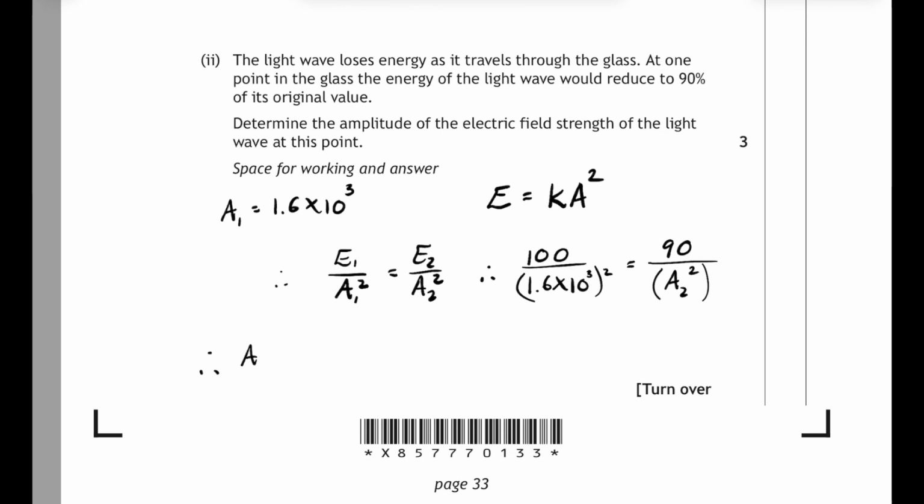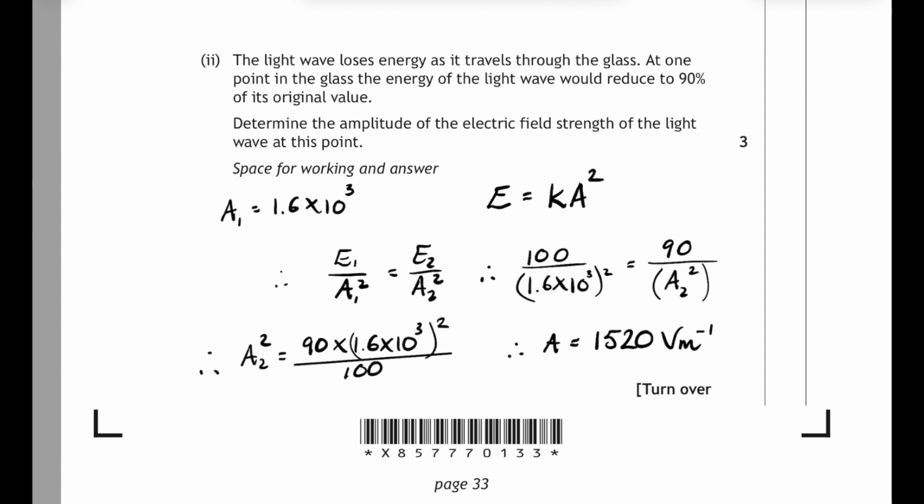If we rearrange it for A2 squared, then that will be equal to 90 times 1.6 times 10 to the 3 squared divided by 100. And then if you do that correctly on your calculator, then you'll get the new amplitude when the energy of the wave has reduced to 90% of its original value. And you get 1520, and what's your units here? A lot of people probably just put meters, but it's electric field strength, so it's volts per meter.